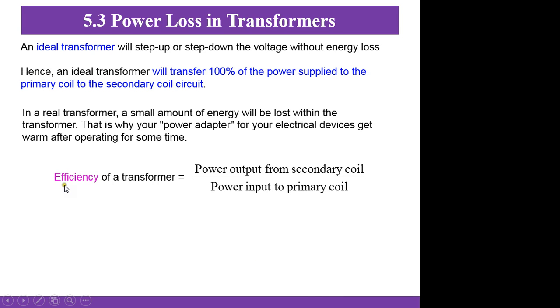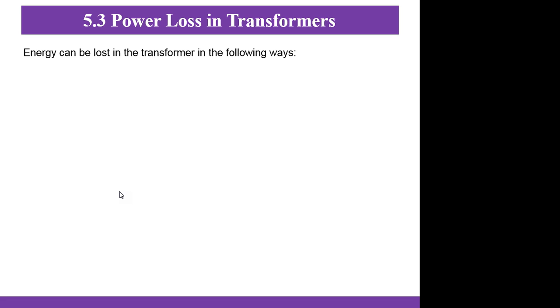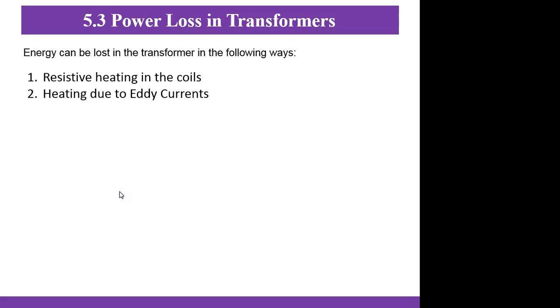Efficiency is a concept that is taught to you by your work, energy, power lecturer, which is me. Anyway, for transformers, there are a few ways in which you can lose heat. First, there's resistive heating in the coils. That means the wires themselves have resistance. That was one of the assumptions we had to make before we had the equation of turns ratio equals Vs over Vp.